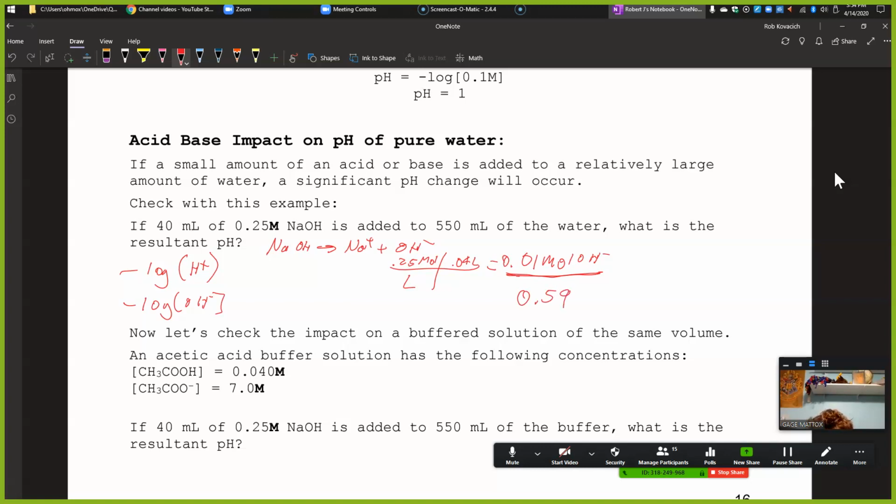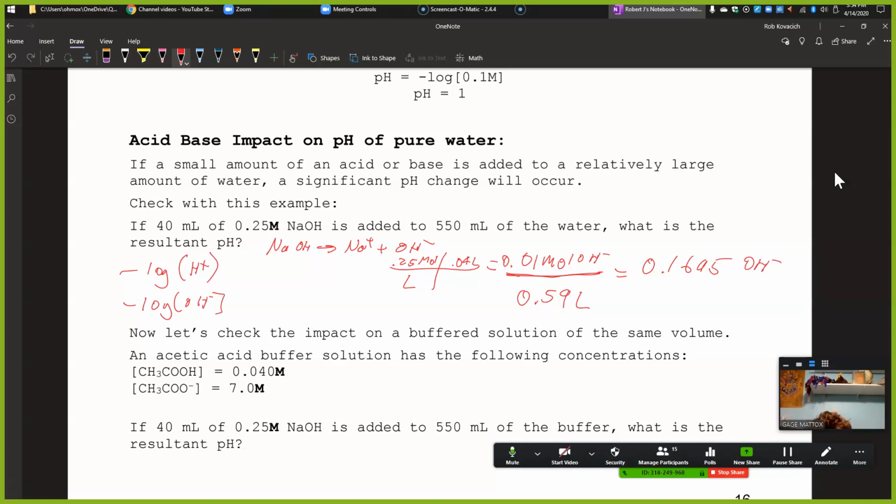0.59 liters, or I mean, milliliters. Yep, 0.59 liters. So divided by 0.59, I get 0.1695 as my hydroxide ion concentration.